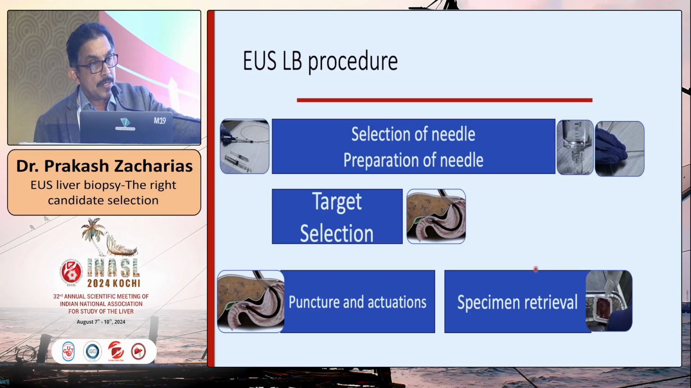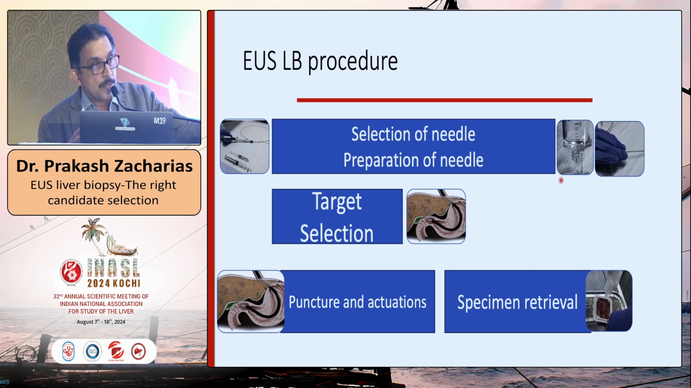So when you do an US-guided liver biopsy, first you need to select the needle and prepare the needle. Most of the time we are doing a wet suction. So you take out the stylet, push the lumen with about 3 ml of heparin flush, and then into the syringe you take about 2 ml of saline, and then with the suction you target the tissue. You have to target a tissue where there are no intervening vessels, and you have at least about 3 centimeters to go deep into the tissue. And with one puncture, at least 3 actuations would be good enough, can have more if needed, and the specimen should be retrieved in a sieve.